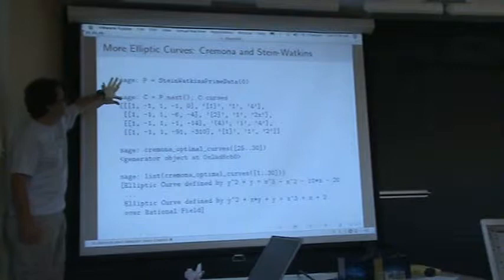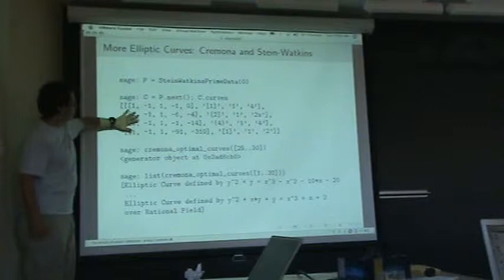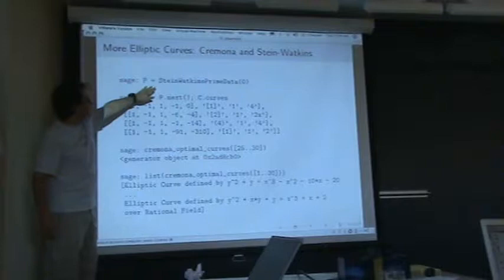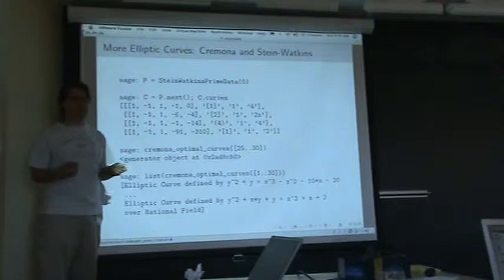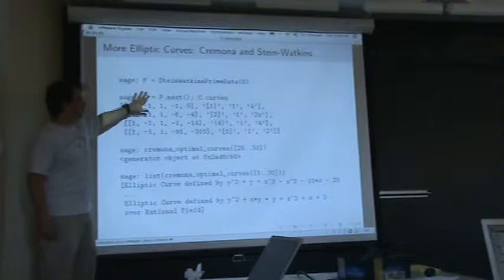Another database which isn't there by default is the Stein-Watkins database. Here's an example of extracting some data out of it. What this has is hundreds of millions of elliptic curves that Mark and I enumerated, and this allows you to quickly go through those curves and use them from SAGE. The actual database itself is simply the exact same raw files that Mark and I created. There isn't anything more to it than that. The main thing is that there's code in SAGE to parse those files and give you back curves efficiently.